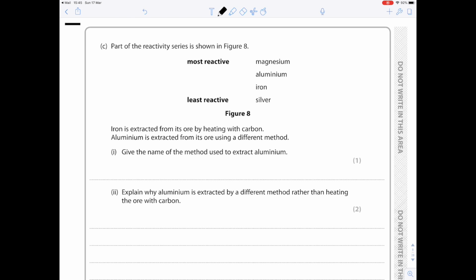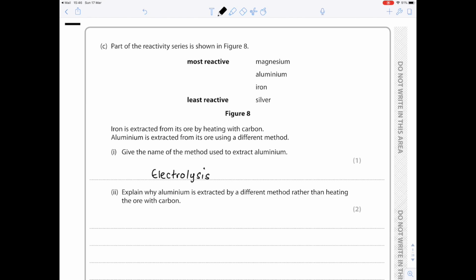Give the name of the method used to extract aluminium. Hopefully you remember, because aluminium is such a reactive metal, it's more reactive than carbon, which is why this is true. You can't heat it with carbon in order to purify it. You have to use electricity, and we call this process electrolysis.